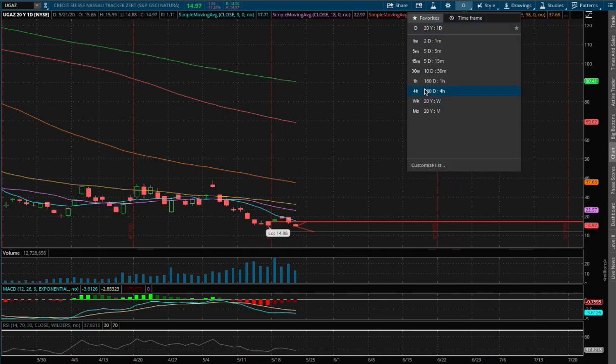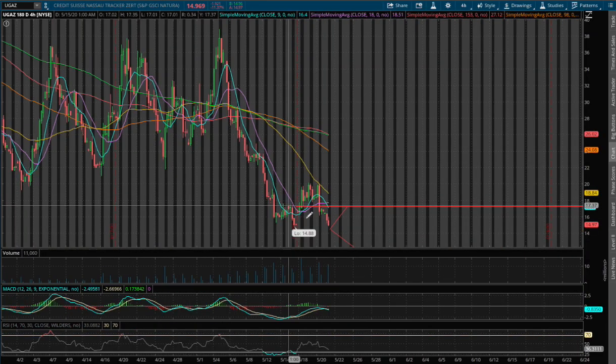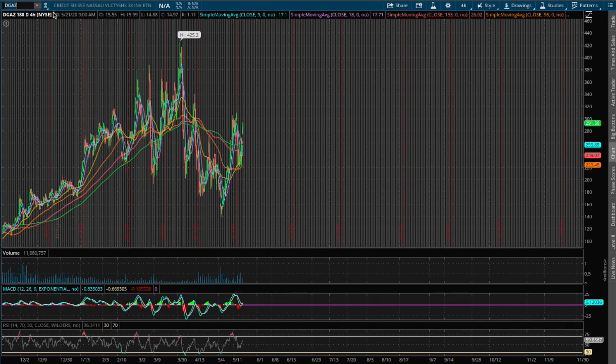And let's see if we find any more value on the 4 hour chart. If we examine closer, that also coincides with the 9 and 18 moving average on the 4 hour chart as our possible resistance to the upside. So now let's examine DGAZ.